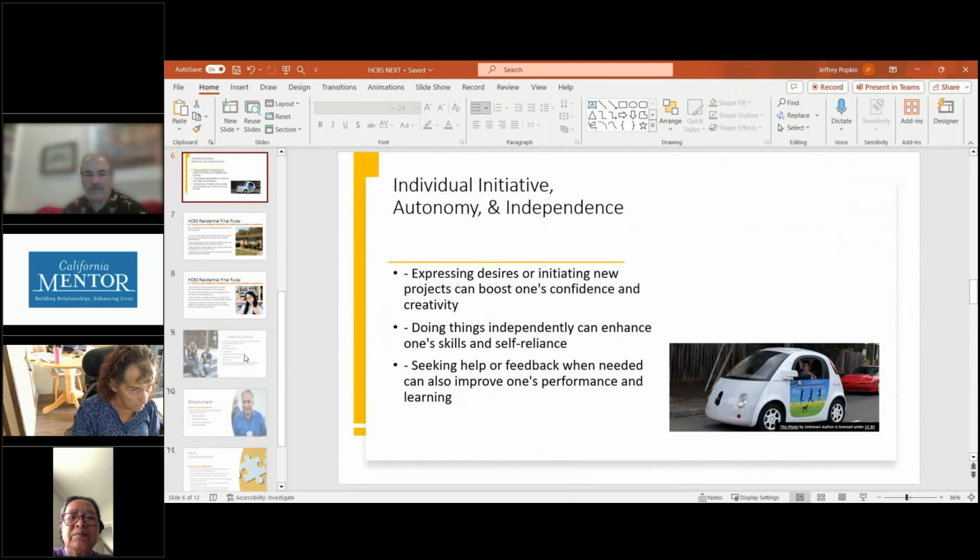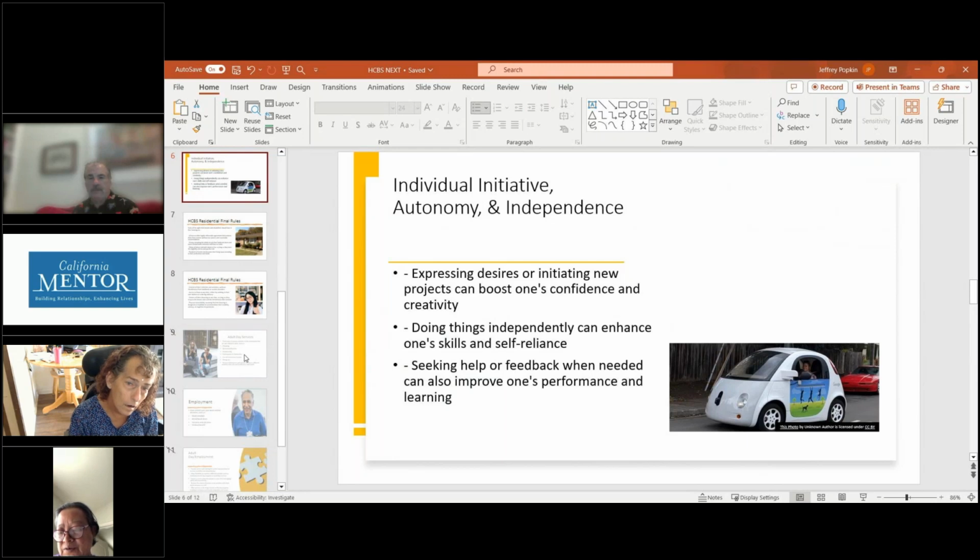The expression of individual independence, autonomy, and independence. Expressing desires to initiate new projects can boost one's confidence and creativity. So getting clients involved with a new activity and having them be successful at it can really help someone move forward in their development. So we really want to look at doing that wherever possible.